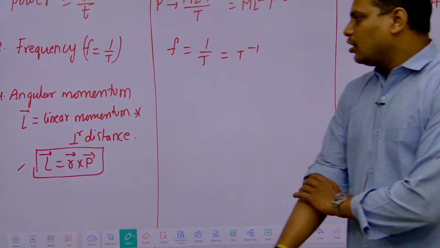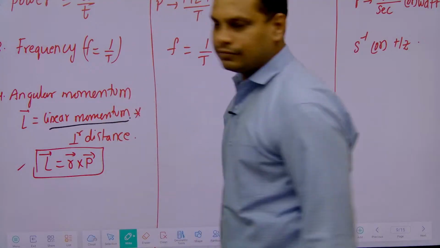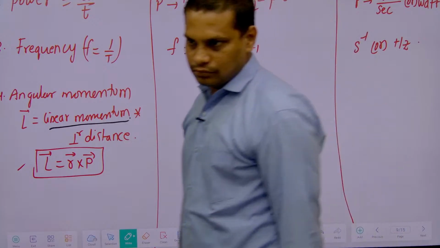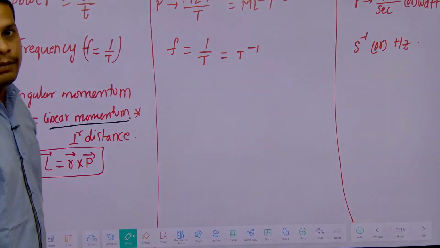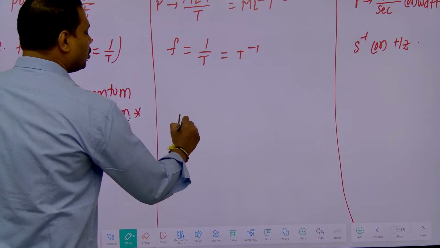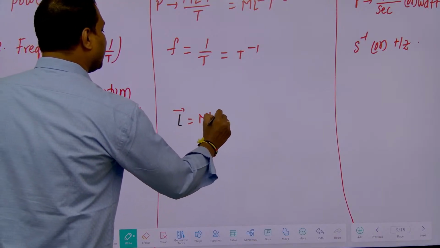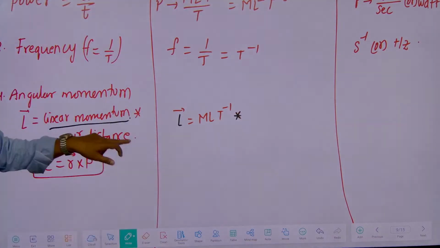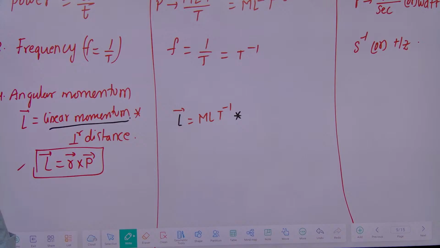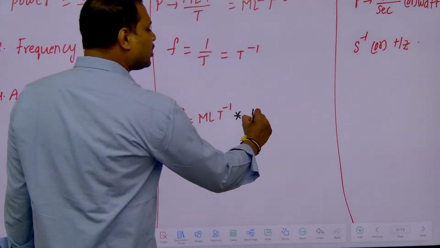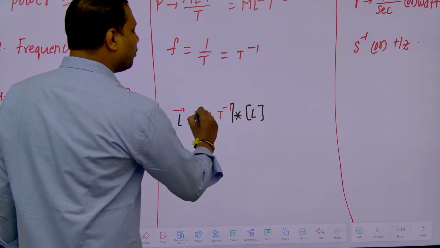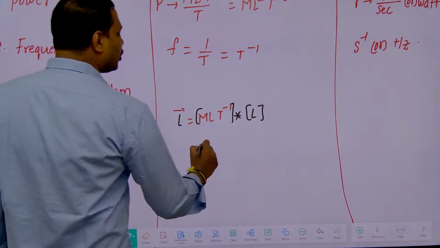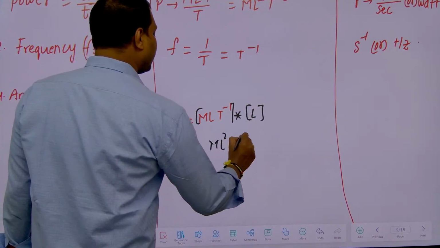Now see, what is the linear momentum dimensional formula? M L T power minus 1. So angular momentum is equal to M L T power minus 1 multiplied by perpendicular distance. Are you clear? Perpendicular distance is nothing but distance. Distance unit is again what? Meter. Then its dimensional formula will be L. So therefore the total dimensional formula is M L square T power minus 1.